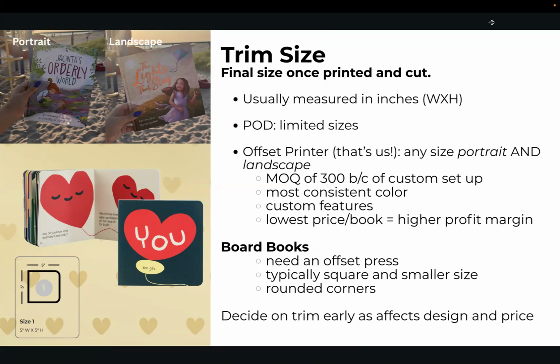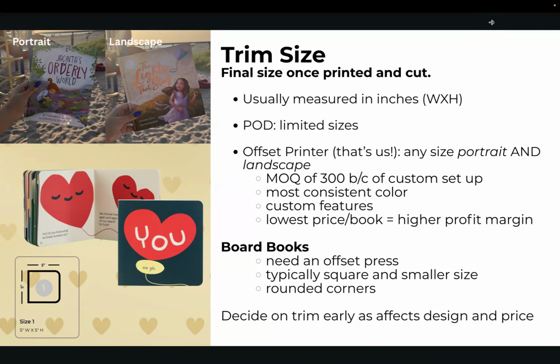It's usually measured in inches, width by height. If you are doing a hardcover book, you're going to notice that the cover of your book is slightly larger than the inside pages. The reason why trim size is really important, especially early on in your project, is that if you are choosing to go the print on demand route, they offer limited, pretty standard sizes for your book. So when you're designing your book, you want to make sure you're designing to fit one of those standard sizes if that's the route that you're going. But if you do choose to go the offset printing route, that's us, portrait or landscape is possible, and any size is possible when you go the offset route.